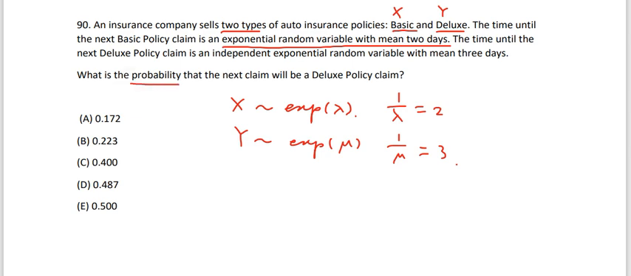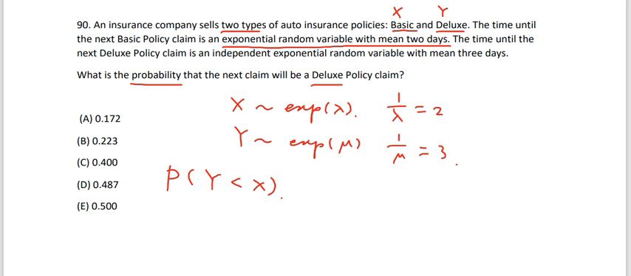Find the probability that the next claim will be this. So D comes first, D means y. So what we want to find is this probability: y comes first, y less than x. For such a problem, that's just integration.